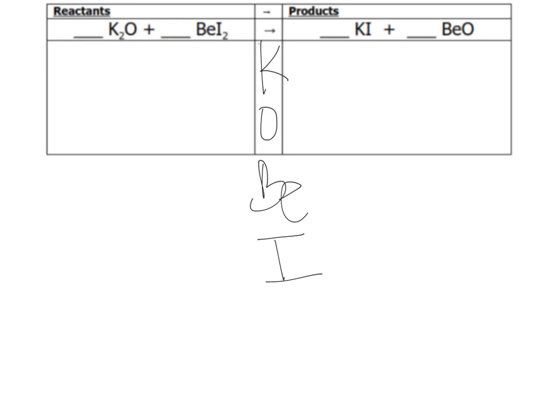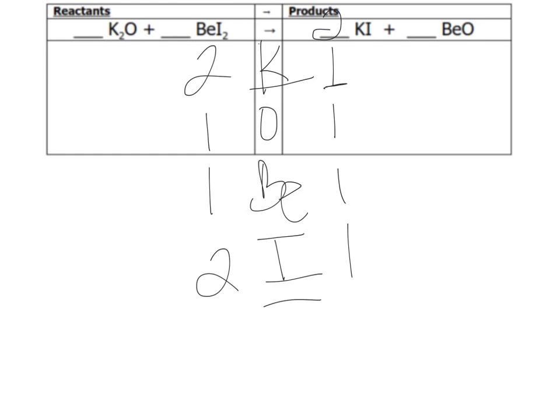On the left, we've got 2 K's, 1 O, 1 BE, and 2 I's. In the products, we have 1 K, we have one of everything because we have no subscripts. So we look at the 2 that aren't balanced. We're going to focus on K and I. This side has 2 and the product side only has 1.